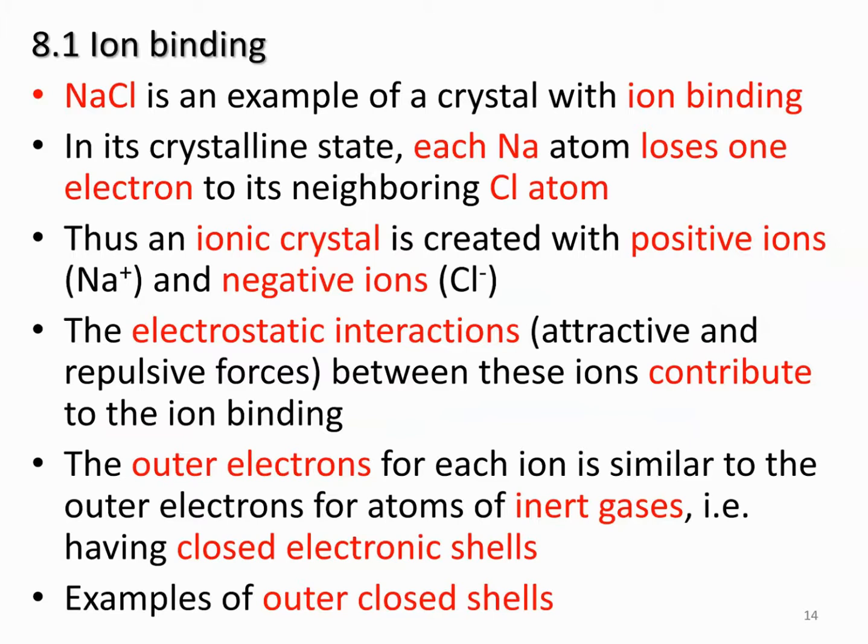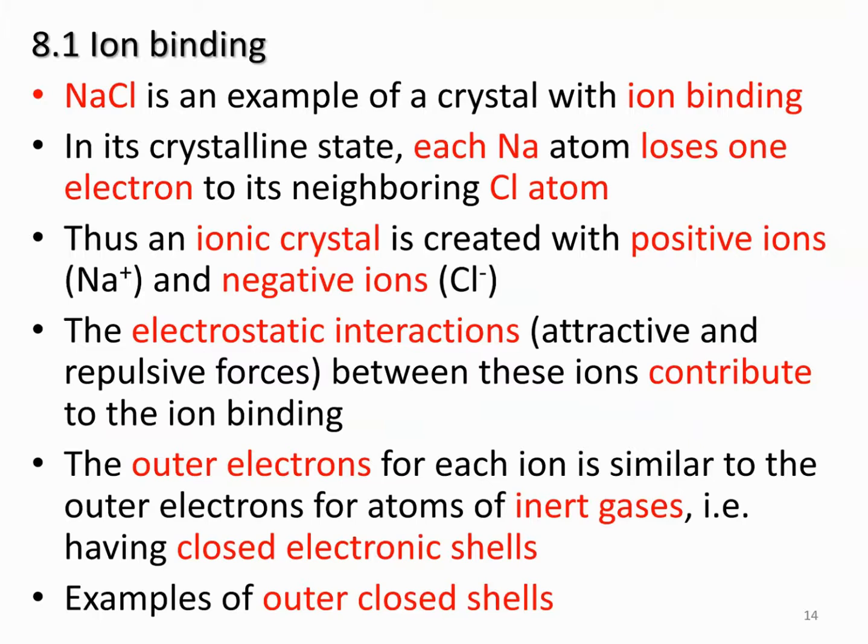So under the electromagnetic interaction, you have chemical binding, and under chemical binding, we have 5 types of chemical binding. This is the first one, the ionic binding. For ionic binding, the very first example is sodium chloride. We have been mentioning sodium chloride, and I believe you know what the structure of sodium chloride is. So sodium chloride is an example of a crystal with ionic binding.